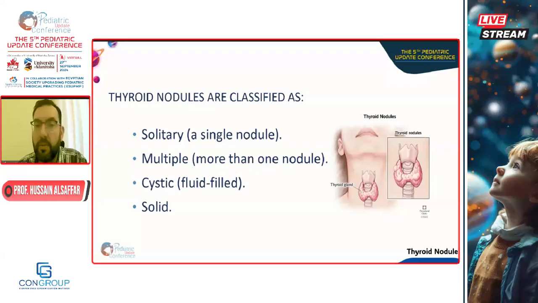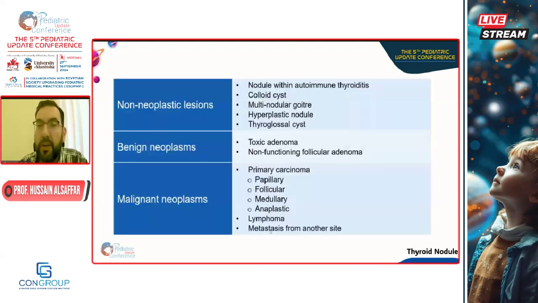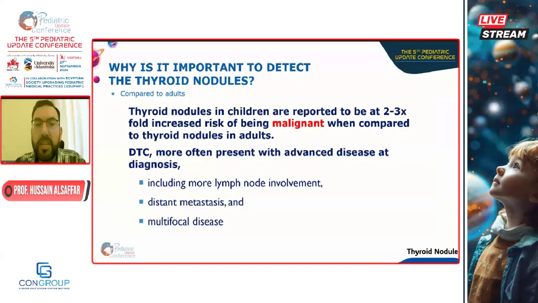Nodule, like a single one, or could be multiple nodules, could be cystic in consistency, or could be solid. Later, with the etiology, the nodules can be classified into benign neoplasms, malignant neoplasms, or non-neoplastic lesions according to the underlying pathology. So the question is, why is it important to detect the thyroid nodules?